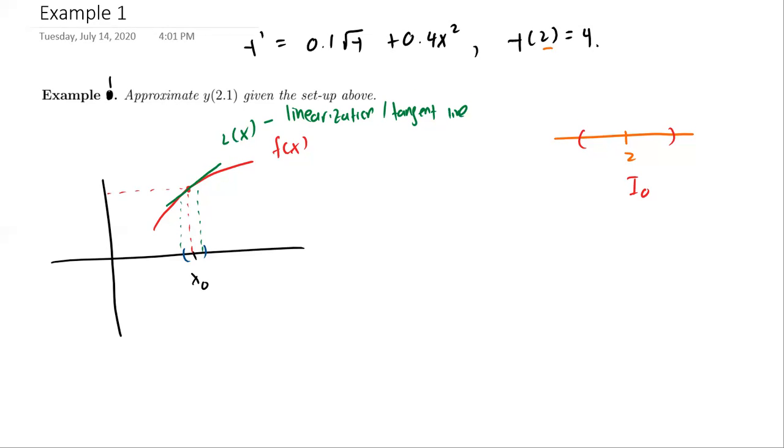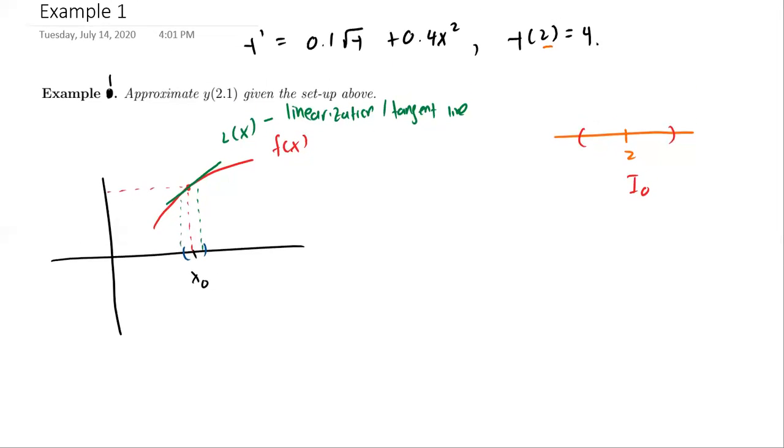So that's the first step of our algorithm. Well, we can approximate y of 2.1. Notice that y of 2.1 is very close to y of 2. Right? We know exactly what y of 2 is. We know that y of 2 equals 4.